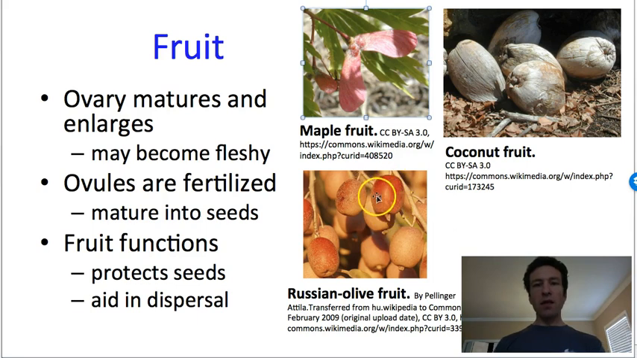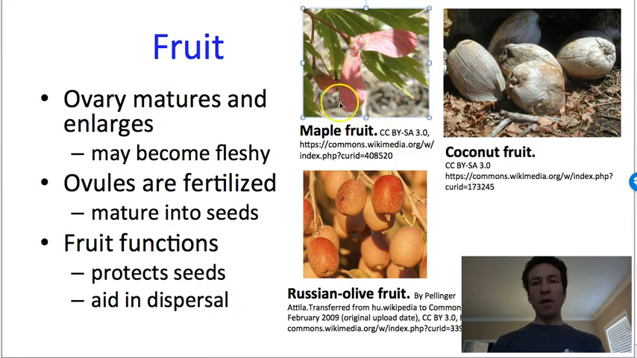And then you might see these. It's an invasive plant in South Carolina, eaten by birds, and this is a normal fleshy berry. It is also a fruit. So the ovules are maturing into seeds, the ovary is maturing into a fruit, and the fruit is doing a couple of things. It is protecting the seeds inside. You can see this is a hard outer layer here and here. It is also aiding in dispersal.